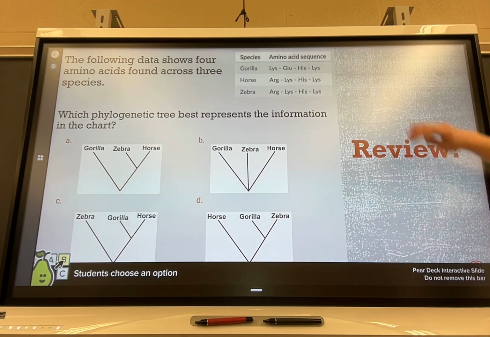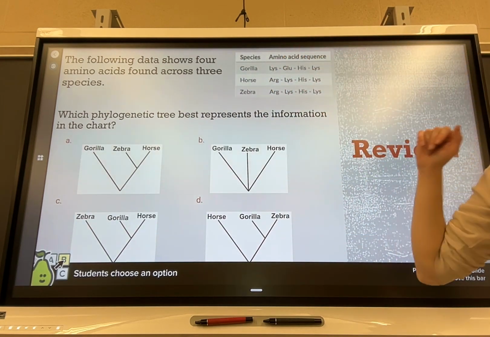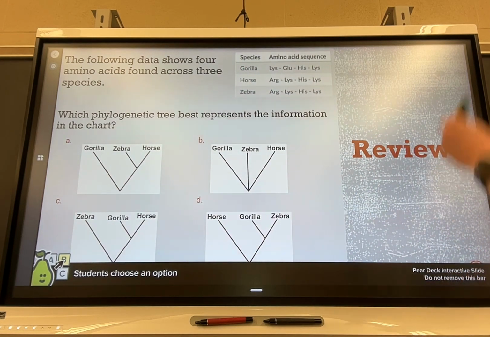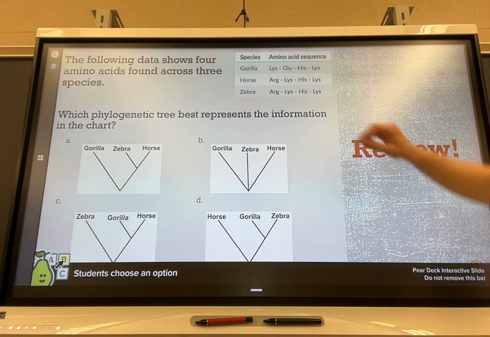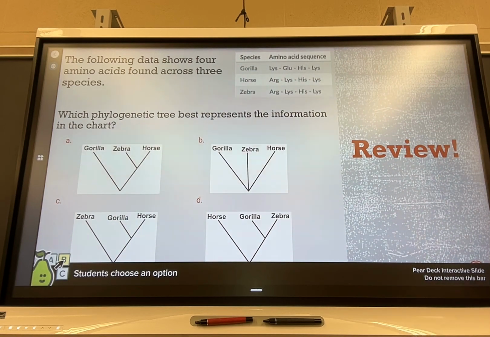Second question. So we have a gorilla, a horse, and a zebra. And you can see the amino acid sequence. For the gorilla, it's lysine, glutamic acid, histidine, and lysine. Horse is arginine, lysine, histidine, lysine. And the zebra is arginine, lysine, histidine, lysine. So based on this information, which phylogenetic tree is going to best represent the chart?